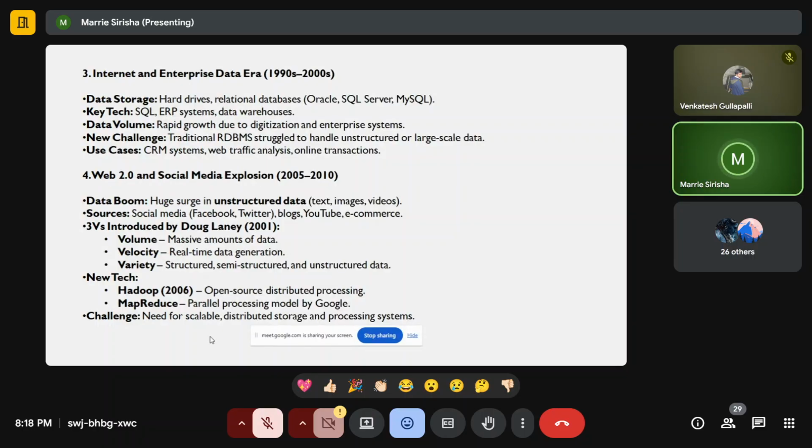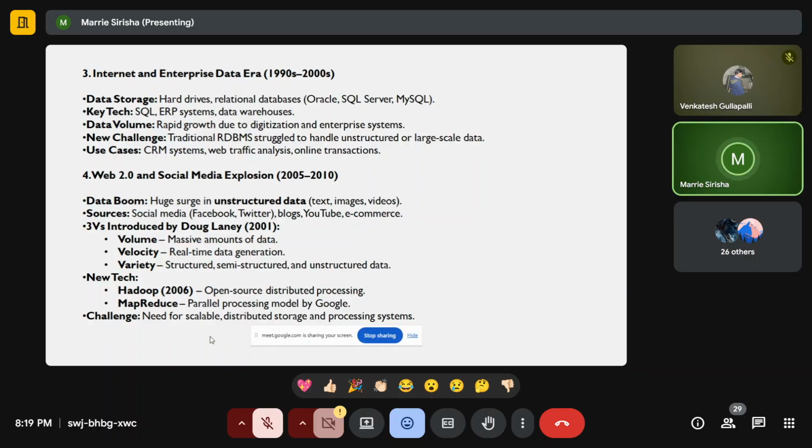These are the sources of huge unstructured data. So what they have done in the fourth evolution is they have introduced three V's. Three V's are nothing but volume, velocity, variety. Volume is nothing but massive amount of data. Velocity is nothing but real time data generation. Variety is nothing but the types like structured, semi structured, and unstructured.